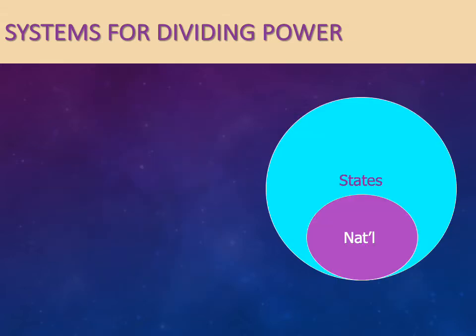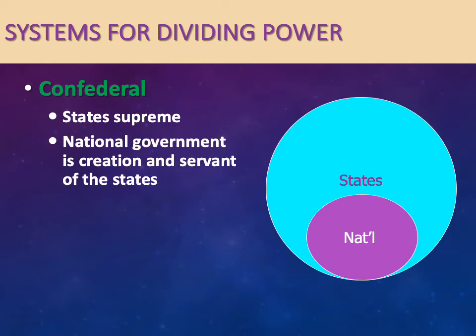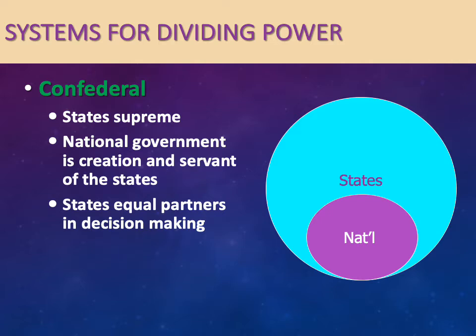We don't have to spend a lot of time talking about the confederal system because we did that last class period. As we know, in a confederal system, the states are the ones that are sovereign. They're the ones who have all the power, and they delegate that power down to the national government. The national government is seen as more of a servant of the states. States are seen as equal partners in decision making, kind of like a league of friendship. We know what the upsides of that are and the downsides. We talked about that last class period.